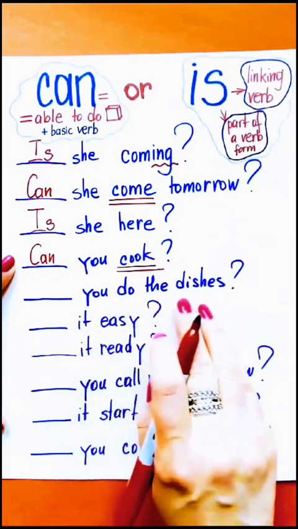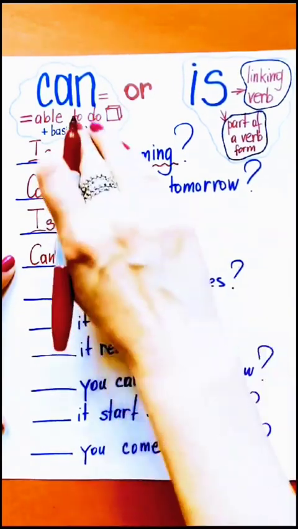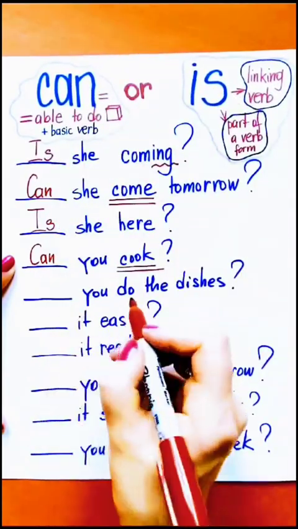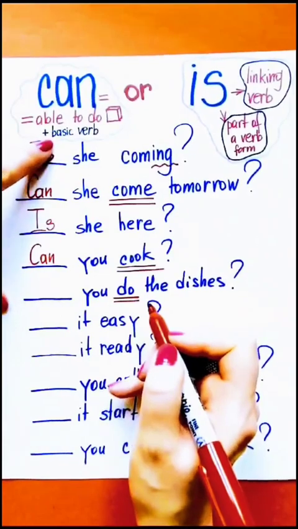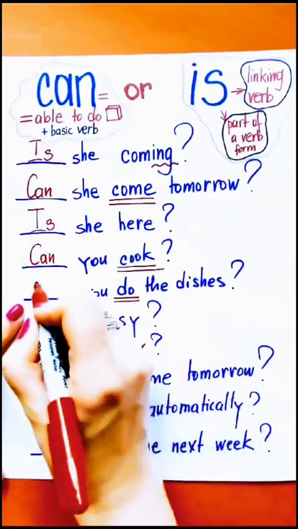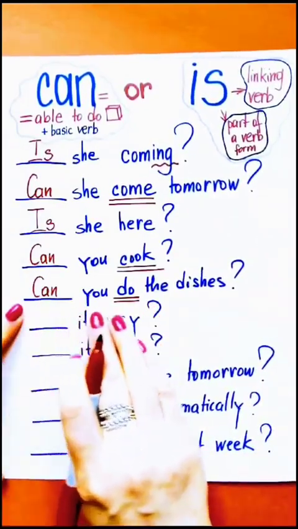You do the dishes. Can or is? We have a basic verb, do. Can goes with a basic verb. Say can. Can you do the dishes?